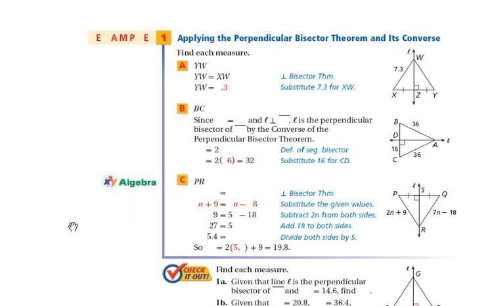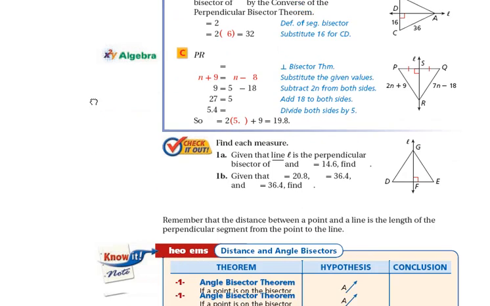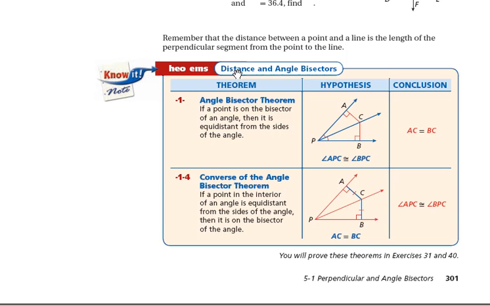Be sure to look through some of these examples here as we go through. I don't have a whole lot of time to talk about those, but you can read through those step by step. I want to get to this next theorem here. The distance and angle bisector. A couple theorems here again, and its converse.